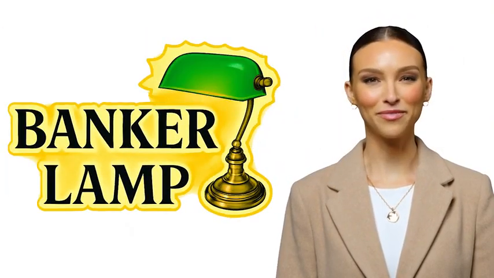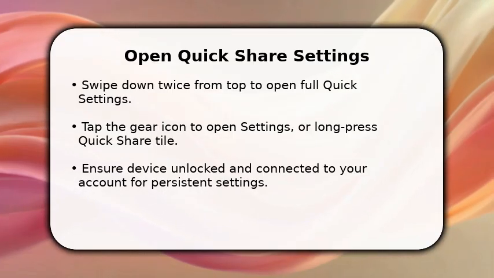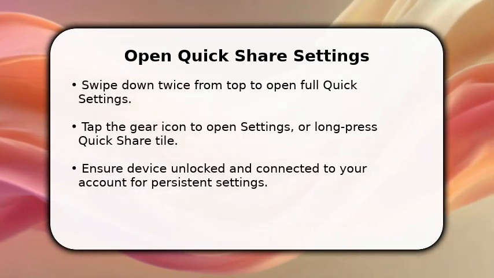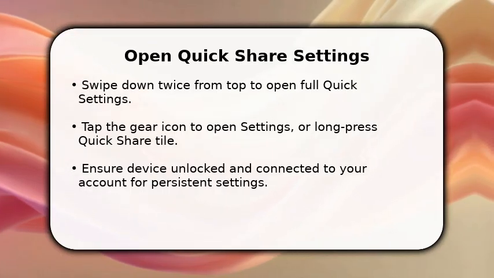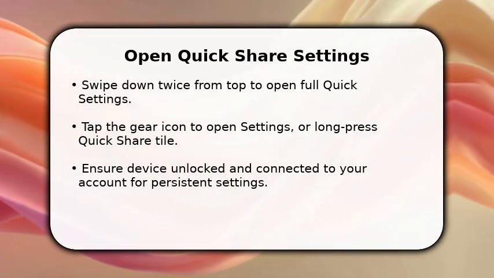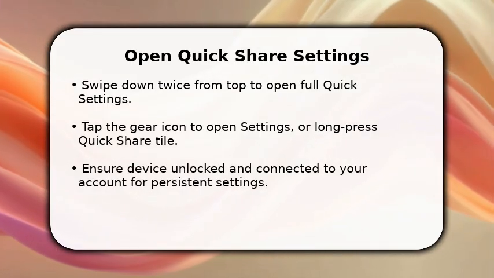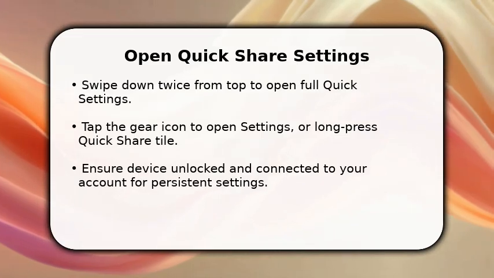Please enjoy the video. You start by opening Quick Share controls so you can disable them right away. Swipe down twice from the top and locate the Quick Share tile. If it isn't visible, long press the Quick Settings area to reveal tiles. Once done, tap the gear icon to jump into device settings for a more reliable route.